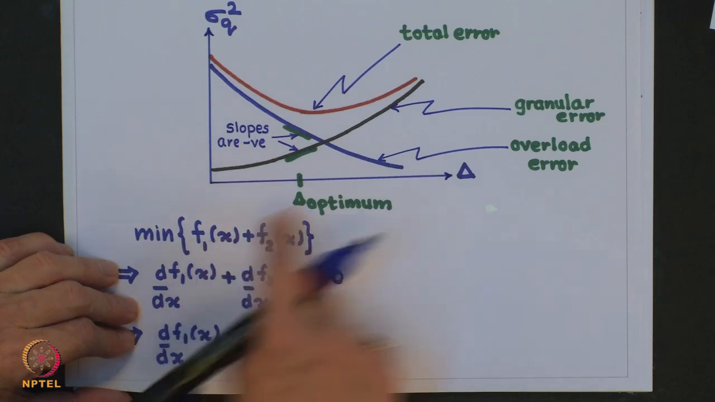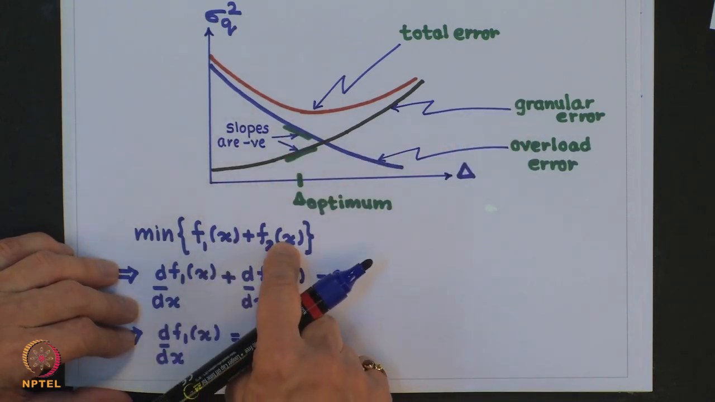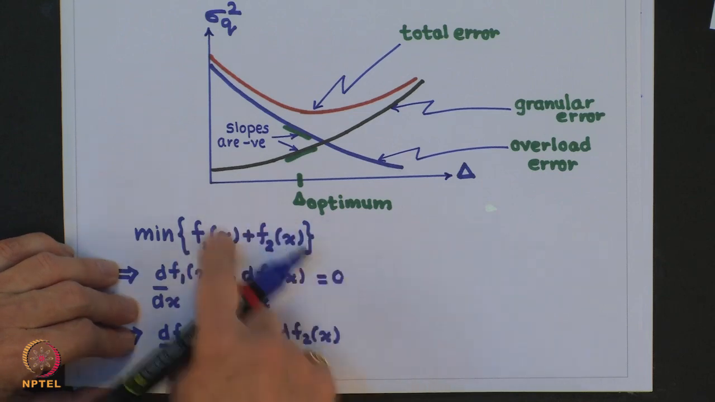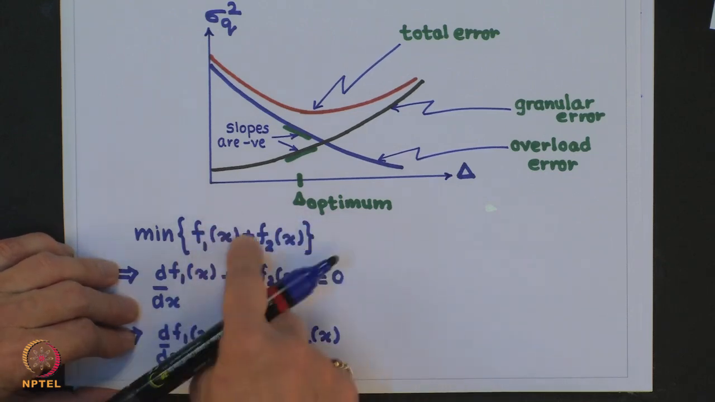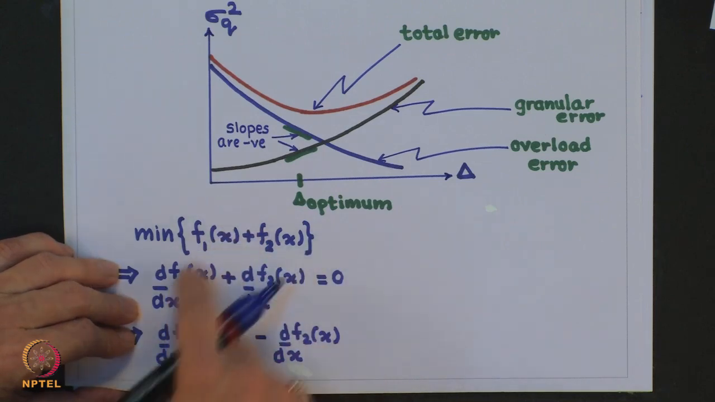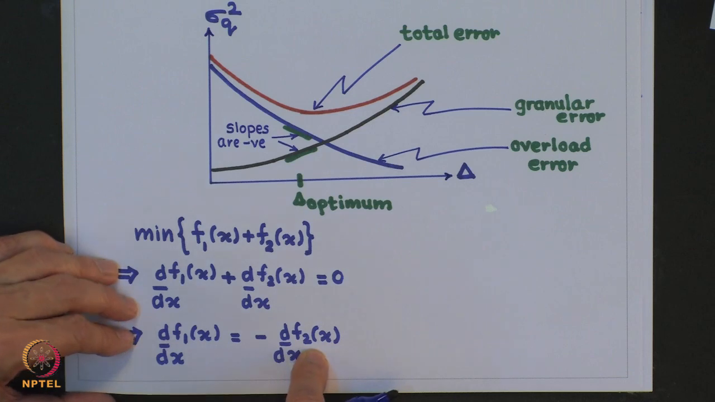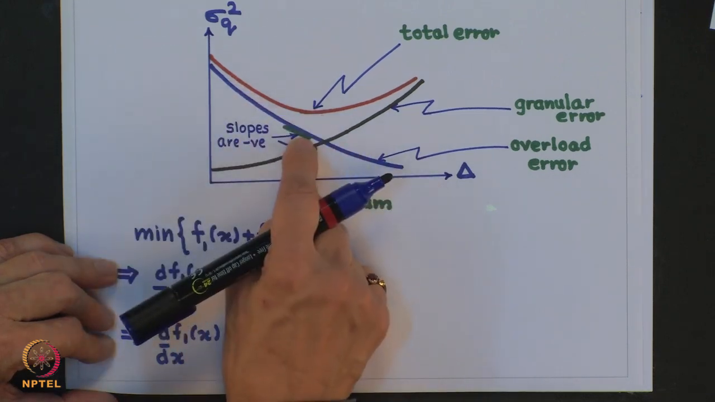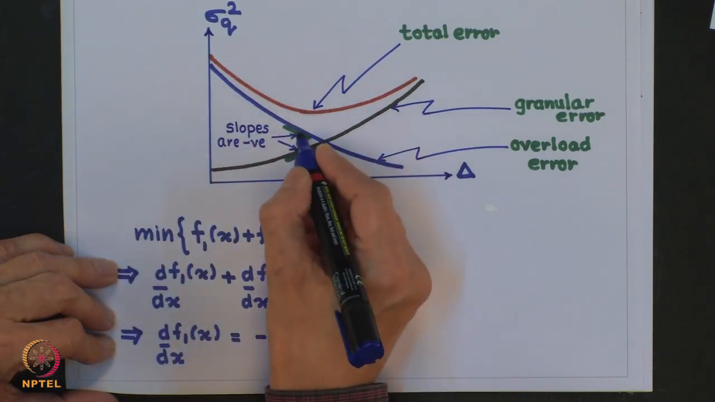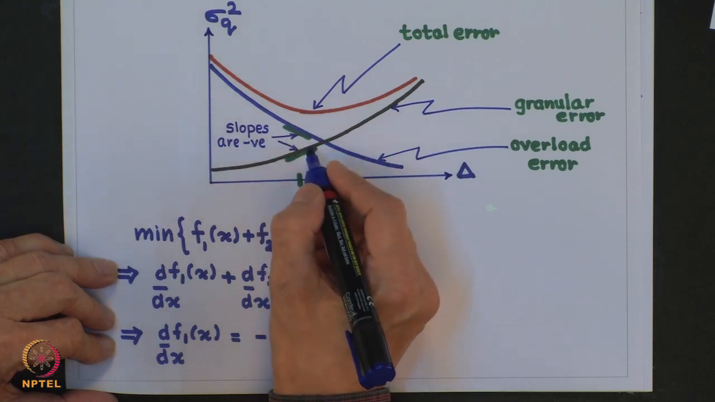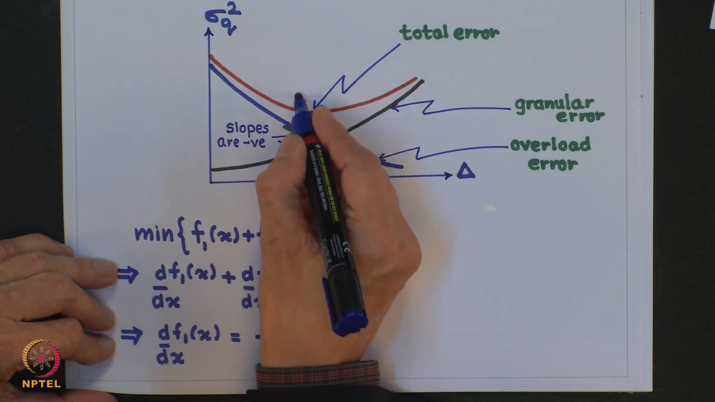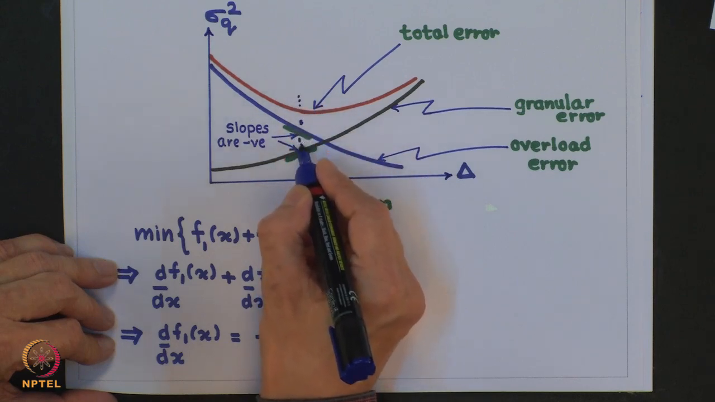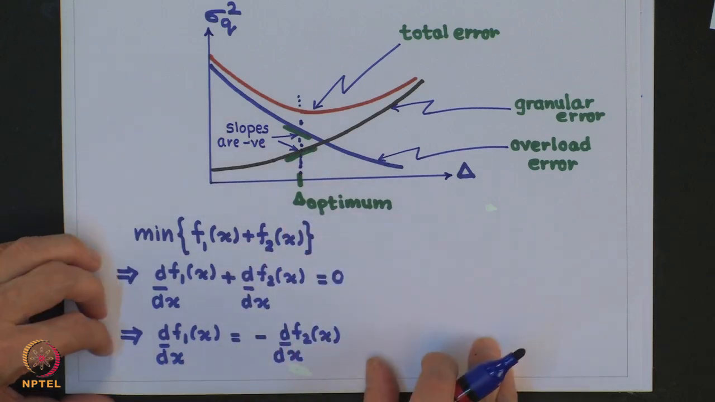And what would be the optimum value? If you take F1x denoting the granular noise and the overload noise, this is a function of delta, so you have to take the derivative with respect to delta. I am just writing in terms of x here. If you take the derivative, this condition will get satisfied, that means this slope and this slope will be negatives of each other, correct? So something like this I have here. At this point, the two slopes are exactly equal in magnitude, and at this point you will get the value of delta optimum, correct?